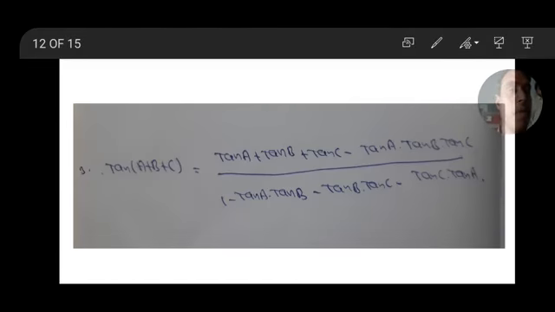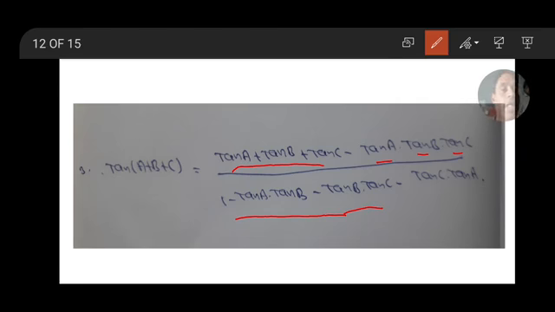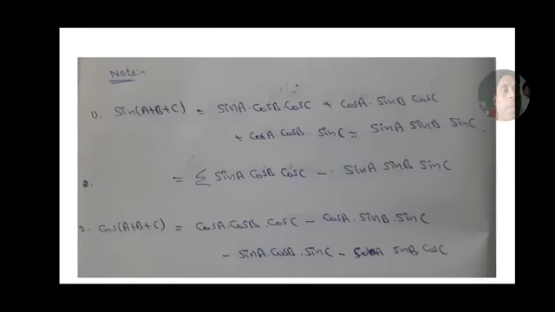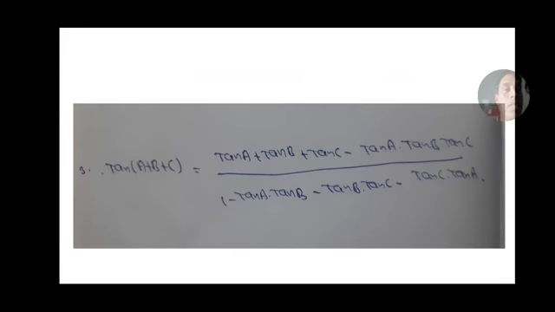Tan of a plus b plus c equals tan a plus tan b plus tan c minus tan a into tan b into tan c, by 1 minus tan a tan b minus tan b tan c minus tan c tan a. Okay. It is the tan of a plus b plus c formula. These formulas you have to remember: sin of a plus b plus c, cos of a plus b plus c, and tan of a plus b plus c.